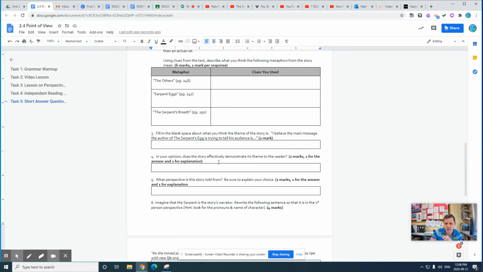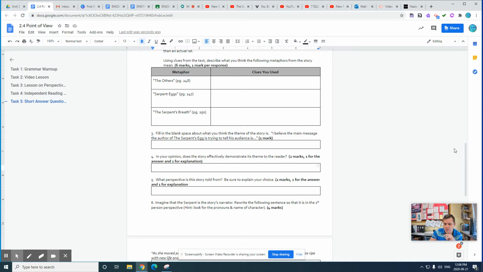Number 5, and you get 2 marks for that. So I think the story does or doesn't effectively teach its reader about the theme. You get a mark for that. And then because, give an answer. So that's how you can get 2 marks out of 1 question. So state your answer and because, and then give your reason.